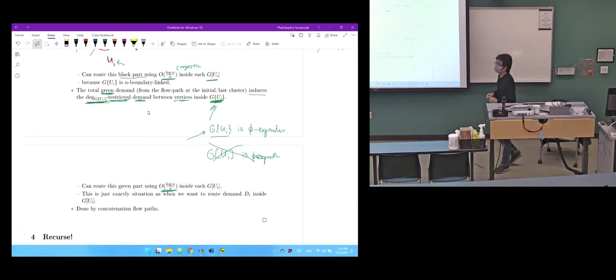Question: can the first part actually merge with this last one? The first part is flows within the same part. Actually, yes. In total it's not like 2/5. In total, the total demand of the first part and the green part is still degree restricted. Yeah, good point.